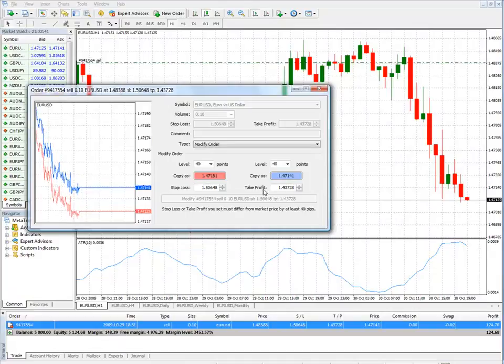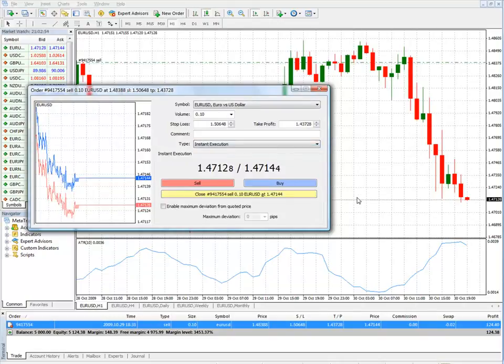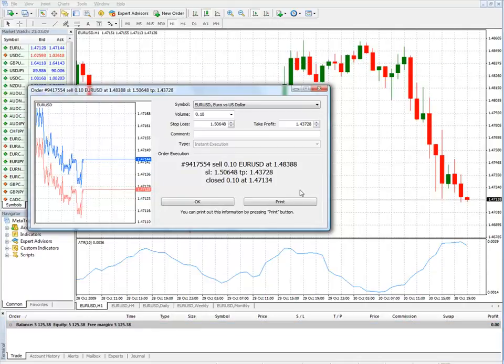Modify, delete order. Okay, we're going to close this out. So put instant execution. I'm going to close the sell out. And the market's still moving down. So here we go. All right, that's it. Now, as you'll see, that trade's completely closed out.